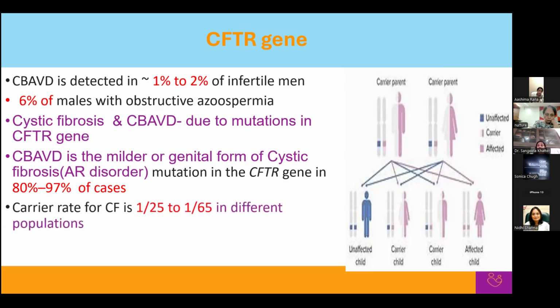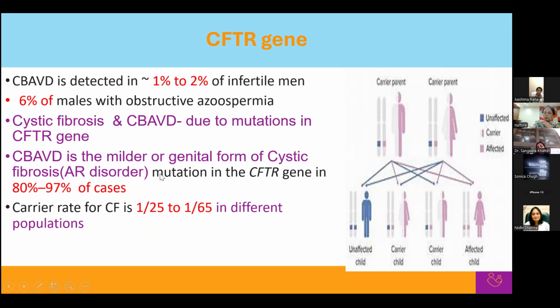And carrier rate means a parent having one defective copy of the CFTR gene. In the normal population, that is also 1 in 25 to 1 in 65 in different populations, and in the Indian population it accounts to 1 in 60. So that is much more than anything else.